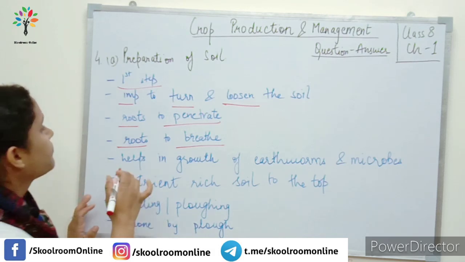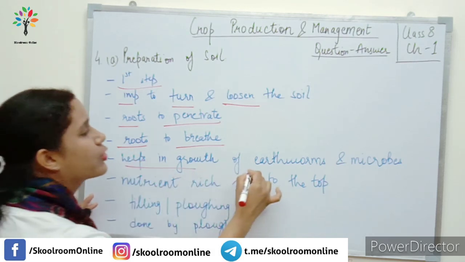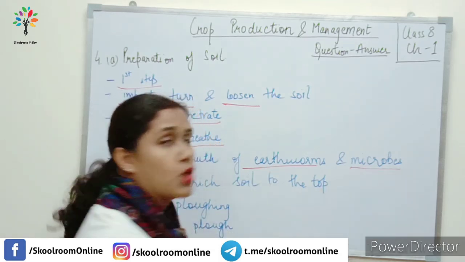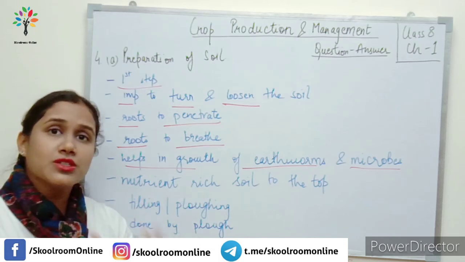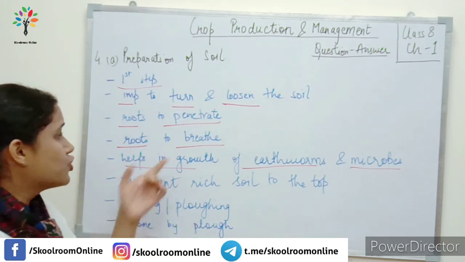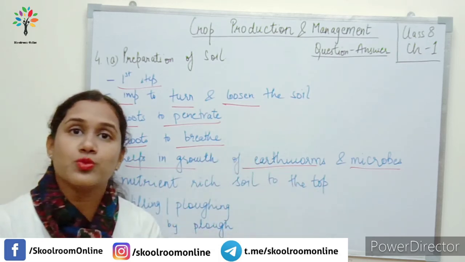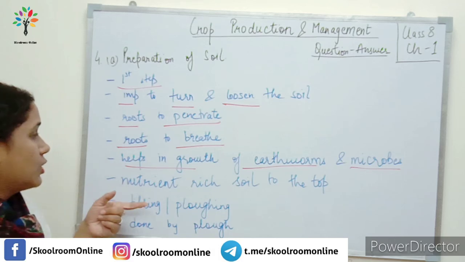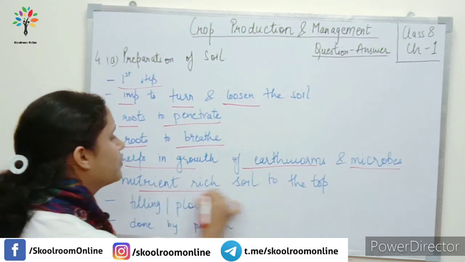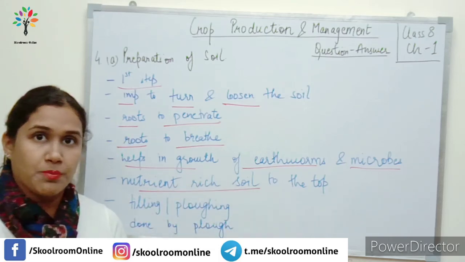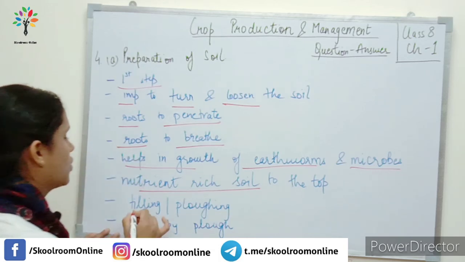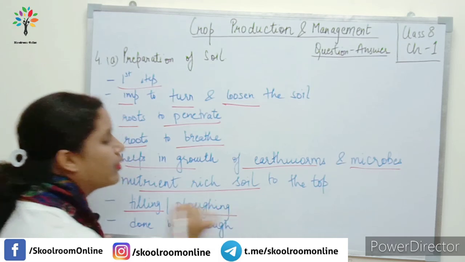The turning of the soil also helps in the growth of the microorganisms and earthworms present in the soil. Why? When you turn and loosen the soil, the air gets mixed with the soil well. So it helps the roots to breathe, and it also helps in the growth of earthworms and microbes. Another point you can add is that it brings the nutrient-rich soil to the top. And this entire process of turning and loosening the soil is called tilling or plowing.